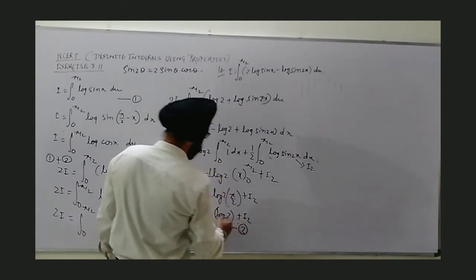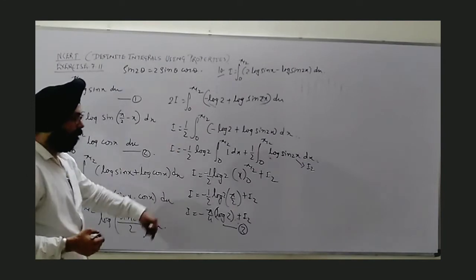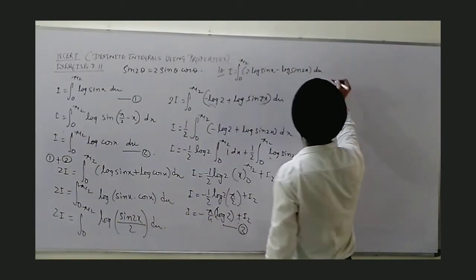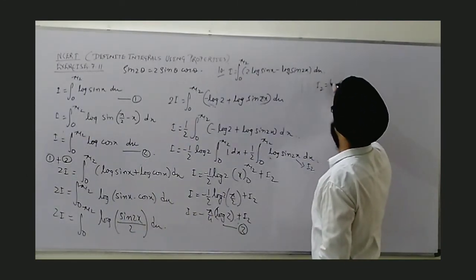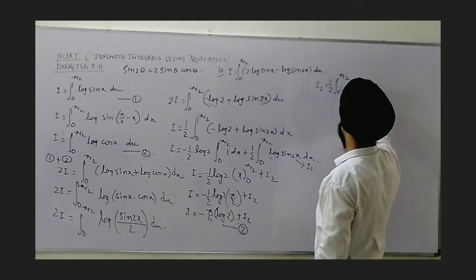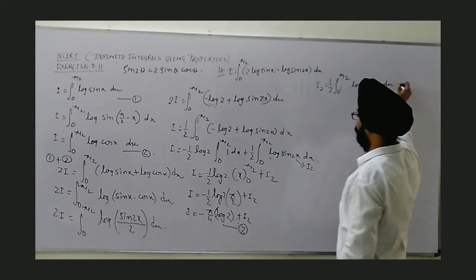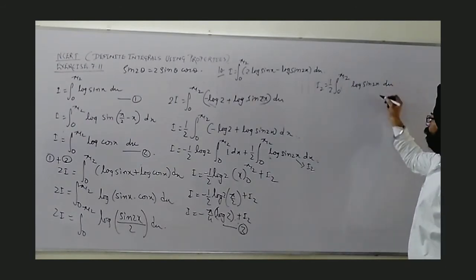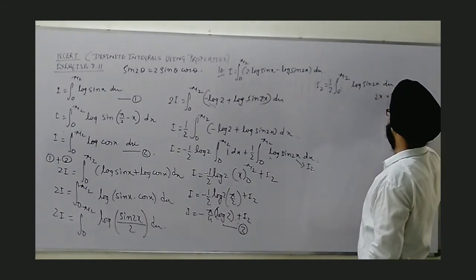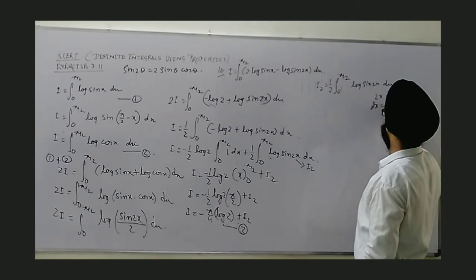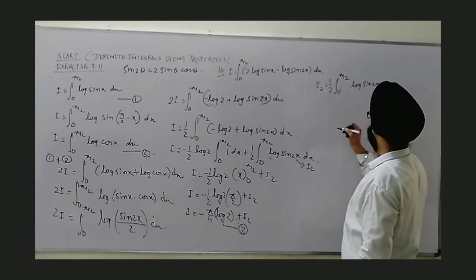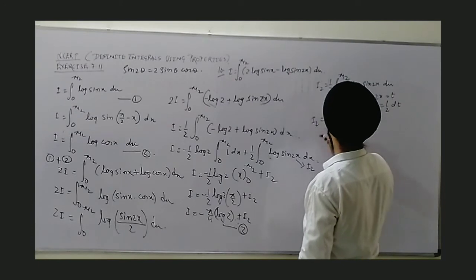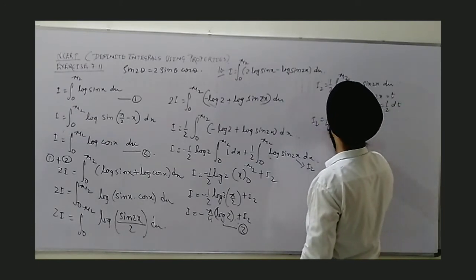We put that as point number 3. Now we will solve I2 separately. I2 is given as half integral 0 to pi by 2 log sin 2x dx. Using the substitution method, if I take 2x as t, then dx is equal to half dt, and we have I2 equal to 1 by 4.